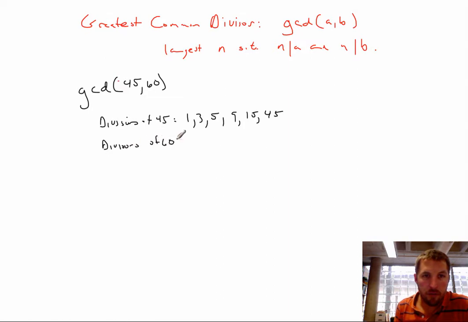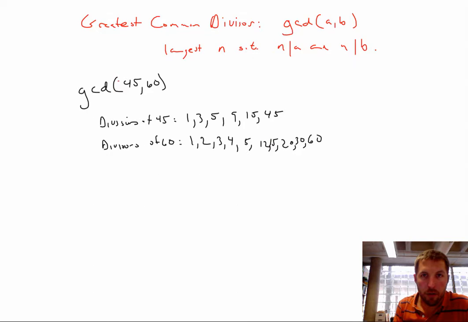Okay, so we'll do the same thing for the divisors of 60. We've got 1 and 60. 2 does go in. 2 goes in 30 times, and that means that 30 goes in 2 times. 3 goes in 20 times. Does 4 go in? Yes, 4 does go in. 4 goes in 15 times. That means 15 goes in 4 times. Does 5 go in? Yes, 5 does go in. 5 goes in 12 times.